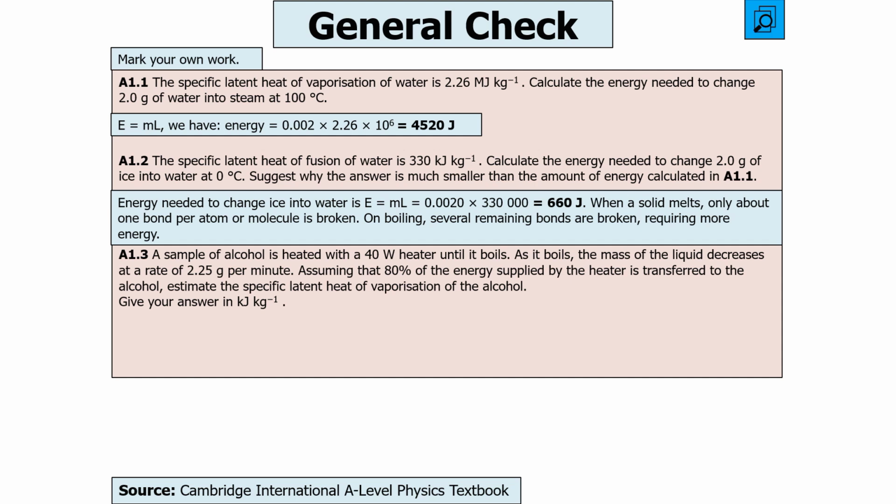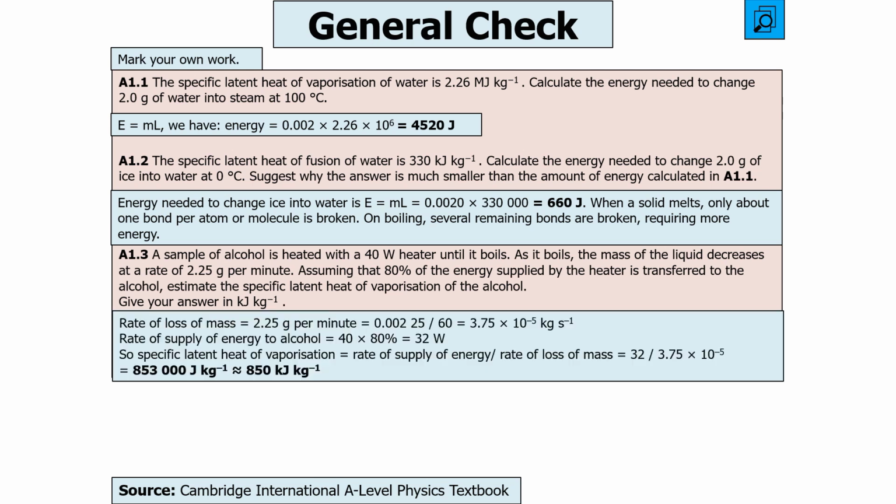Now in this next question, we know that the rate of loss of mass is 2.25 grams per minute, so we can work that into seconds and say it's therefore 3.75 times 10 to the minus 5 kilograms per second. Now the energy supplied to the alcohol is 80% of the energy supplied by the heater, so 40 times by 0.8 is 32 watts, so therefore the latent heat, L, is going to be equal to E over m, or the rate of energy supplied divided by the rate of mass loss, so therefore it's the power over the rate of mass loss, so we can pop those values in, and we get 850 kilojoules per kilogram.